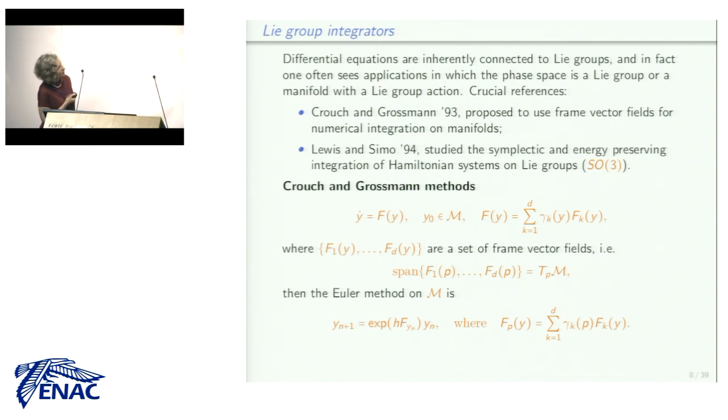The first one is a paper by Crouch and Grossman, which proposed to use frame vector fields for integration on manifolds. And the second one is another seminal work, a series of works really, not just one paper, by Lewis and Simo, where they study symplectic and energy-preserving integration of Hamiltonian systems on the Lie group SO(3), okay? And also on SO(n), but for certain types of problems.